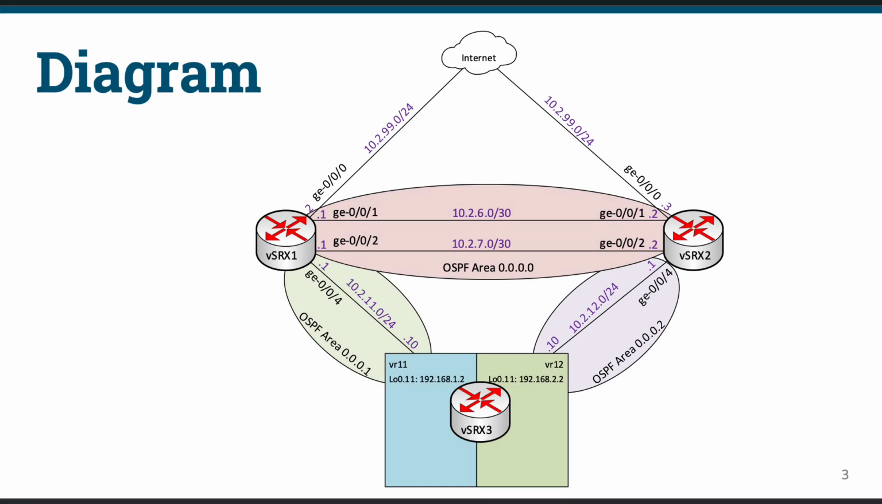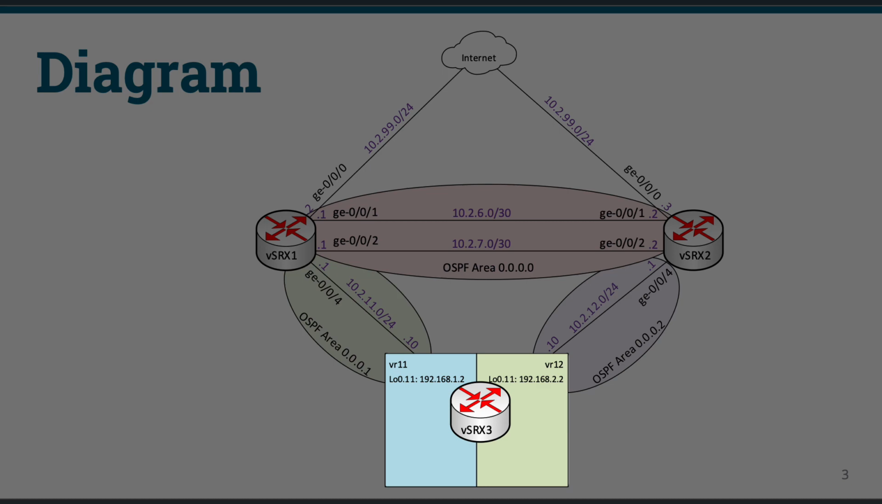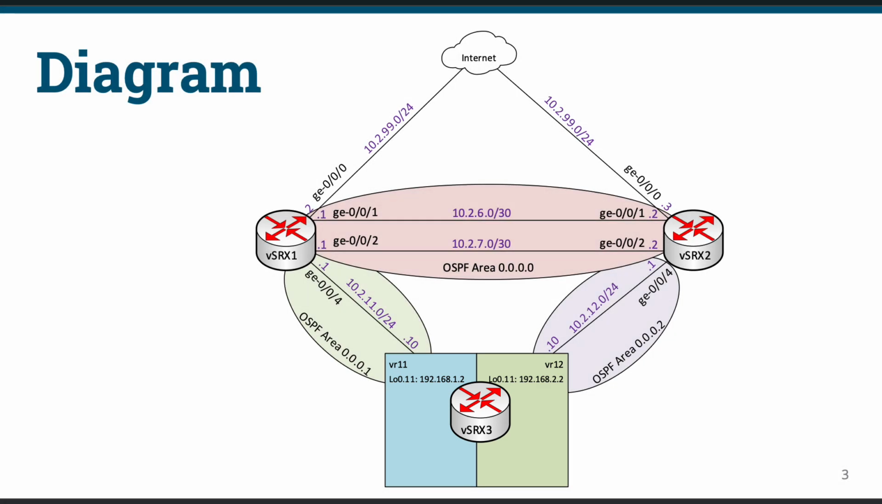VSRX3 is configured with two virtual router routing instances, with a separate OSPF process running in each routing instance. Area 1 connects VSRX3 to VSRX1, and Area 2 connects VSRX3 to VSRX2. Both Area 1 and Area 2 are general areas. They are not stub areas.